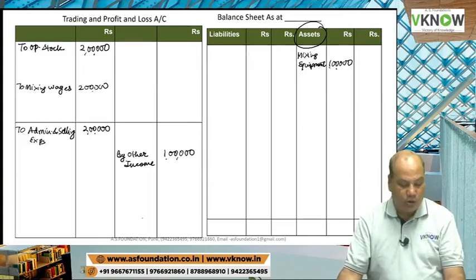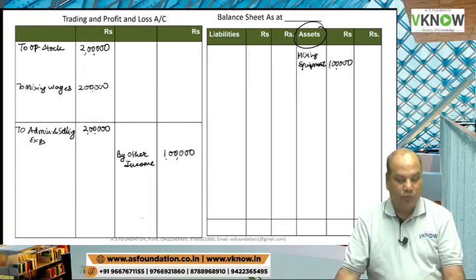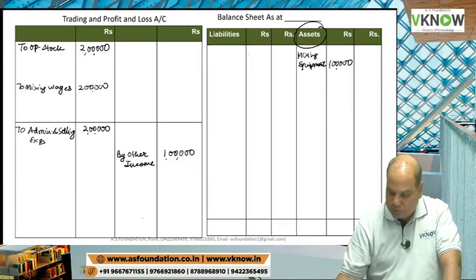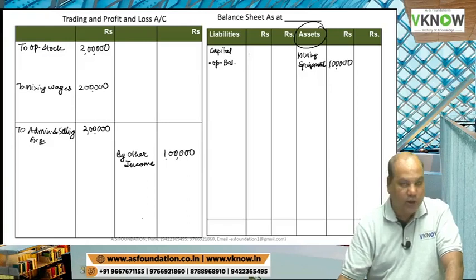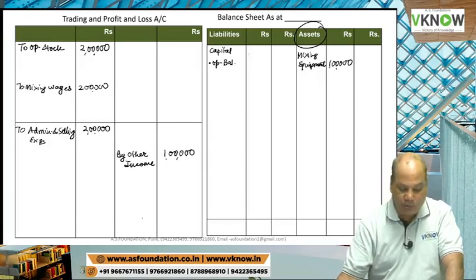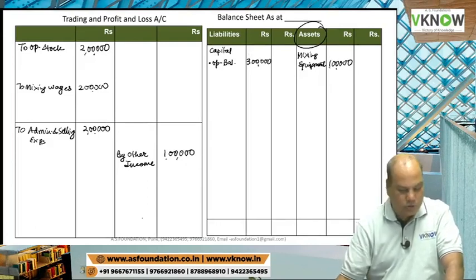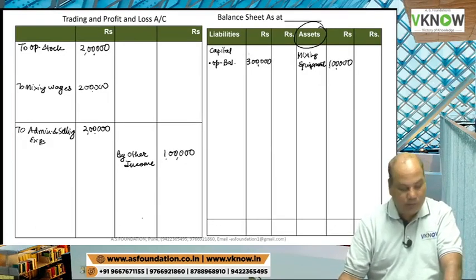Net loss we will not write. Then the next line is balance sheet for the year ended 31st March 11. Capital 3 lakh rupees. So write here capital in balance sheet, liability side, capital opening balance 3 lakh, inner column. Less loss, don't write. Loss we have to recalculate.